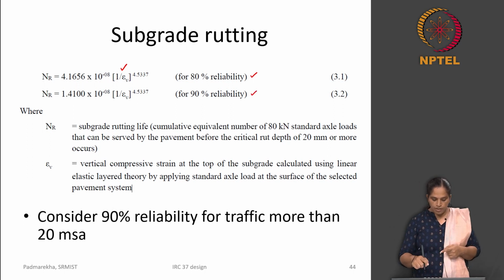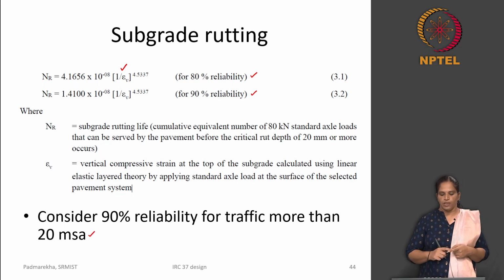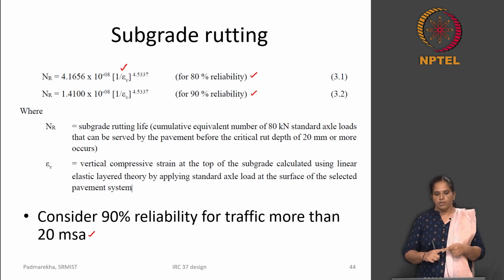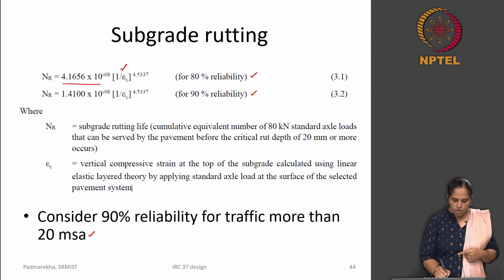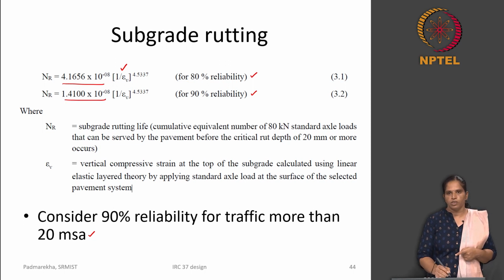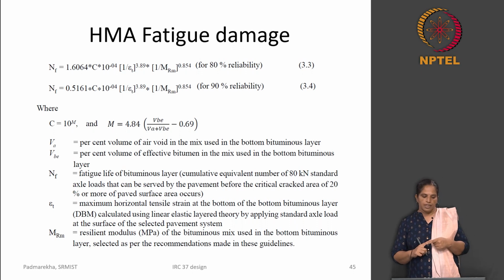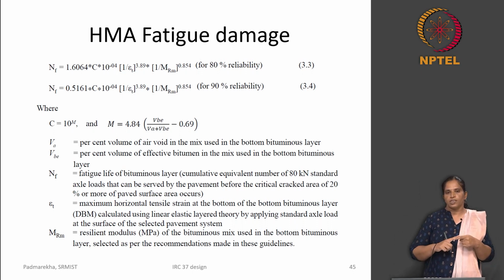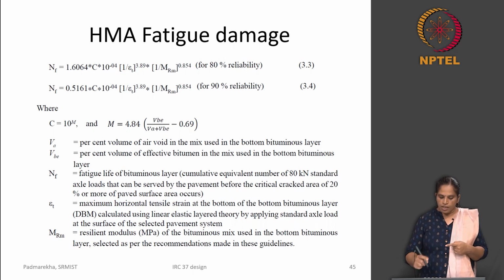We consider the 90% reliability equation for the computation if the traffic is more than 20 MSA, otherwise you can go for 80% reliability. So for either 80% or 90% reliability, the structure of the equation remains the same and only the constants used for computation of the number of repetitions of a standard axle load vary. For computation of HMA fatigue damage, the number of repetitions of standard axle load that induces a damage of 20% of the area, for 80% and 90% reliability, is given here.